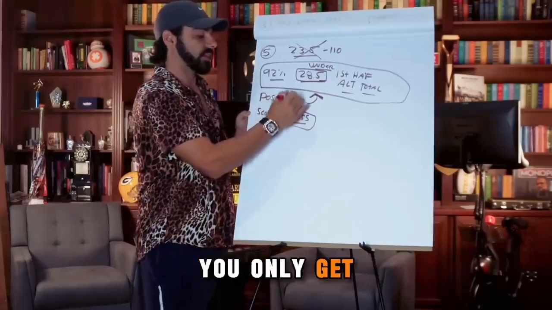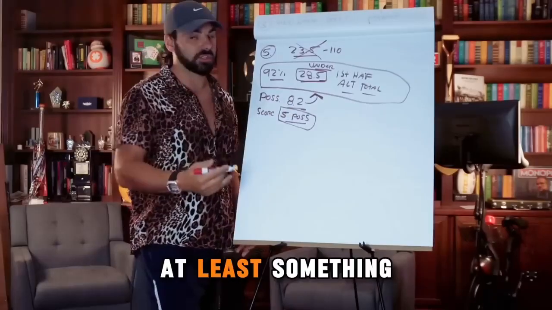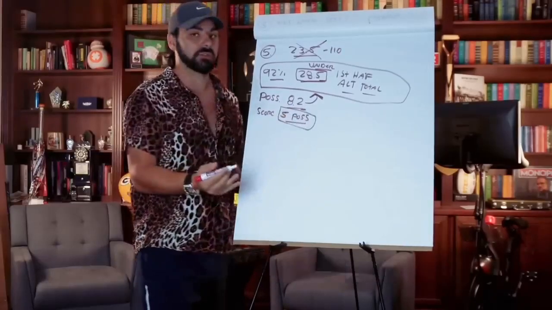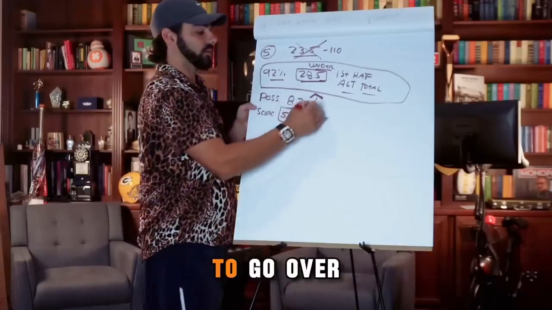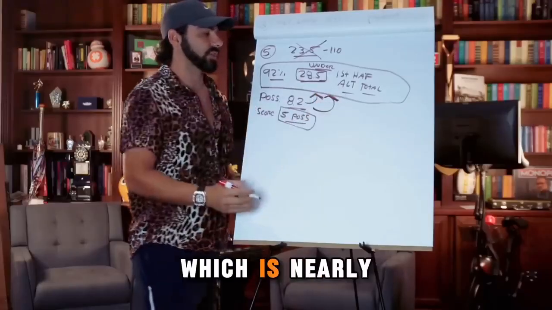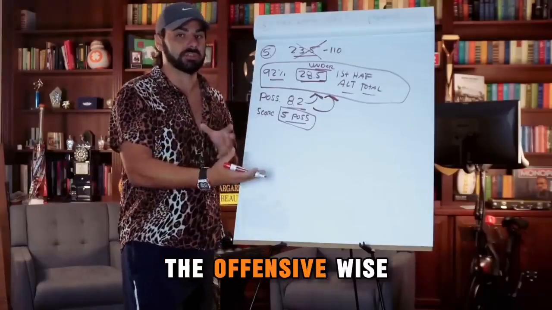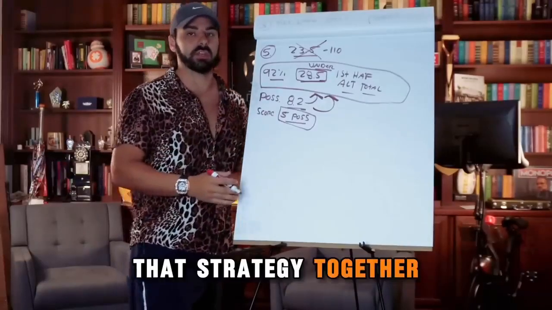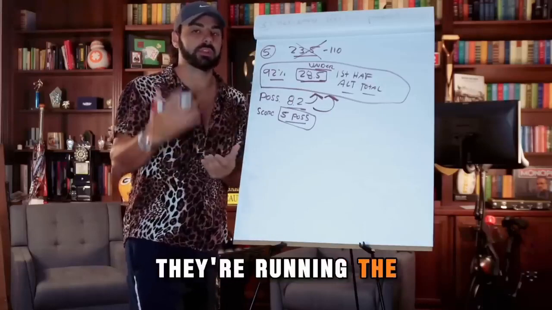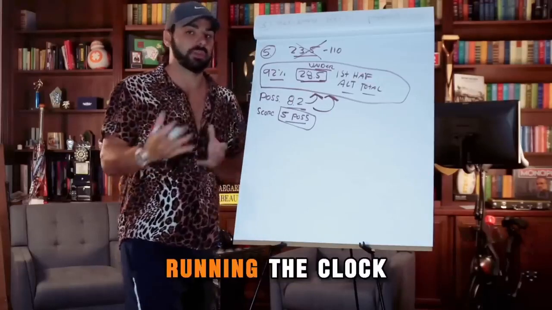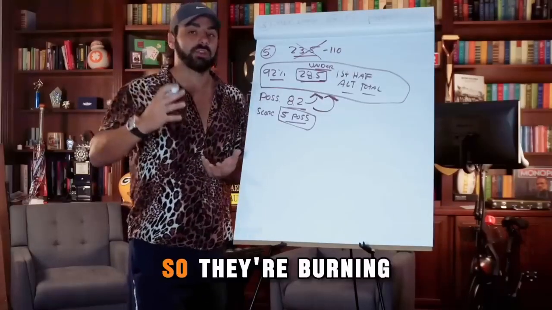When the average in the NFL, you only get 8 possessions to score. So they literally need to score on almost every single possession. They would have to score a touchdown in 4 possessions and kick a field goal on that 5th possession to go over that number, which is nearly impossible because, like I said, when you tweak that strategy together, you have a defense that's not giving up big plays. If they're not giving up big plays, the offense they're going against is running the clock because they're not creating big plays. And on the offensive end, that team's not creating big plays offensively, so they're burning the clock as well.